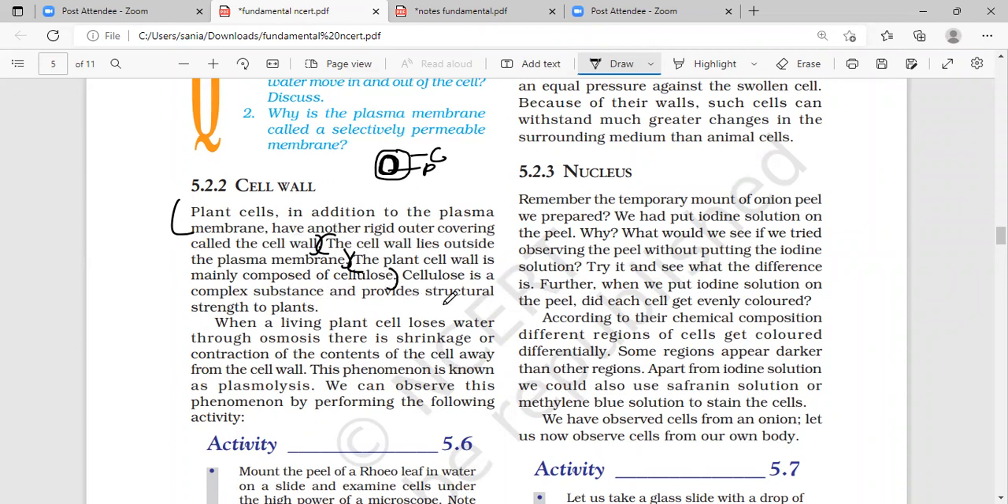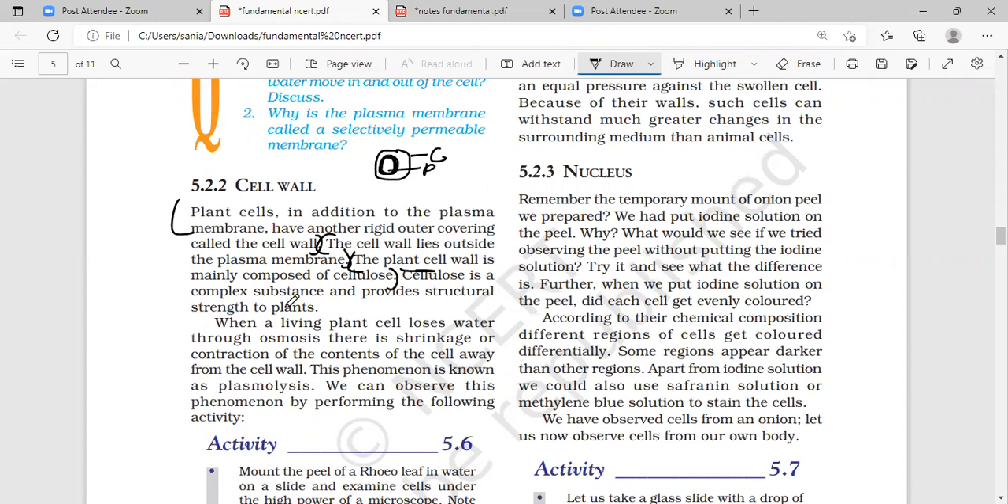Cellulose is a complex structure and provides structural strength to the plant. As I told you, the plant cell wall is made up of cellulose. So, ma'am, what is cellulose? Basically, it is very complex and it provides structural strength to the plant. Plants are very strong. For example, when growing, they don't bend down or break, right? Why? Because they are made up of cellulose, which helps them to grow.